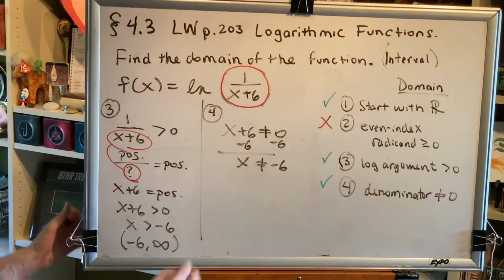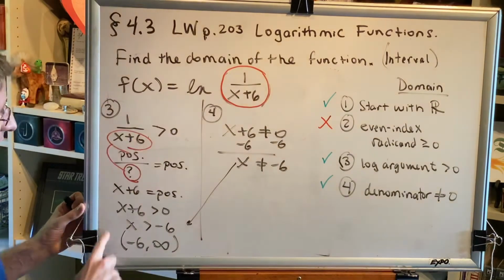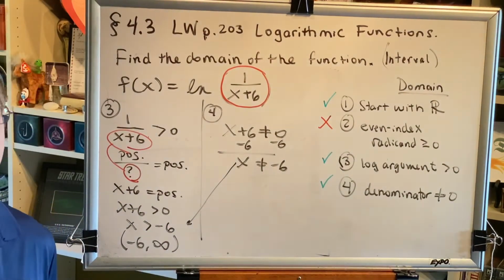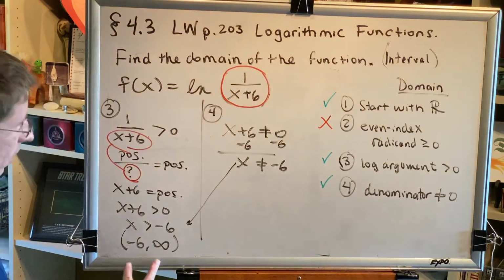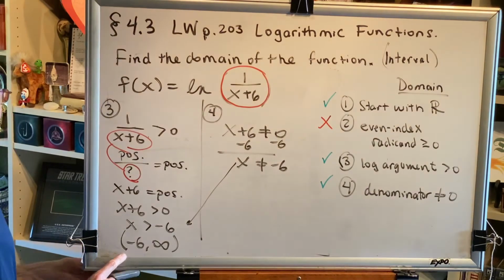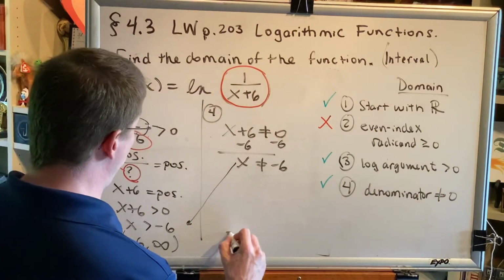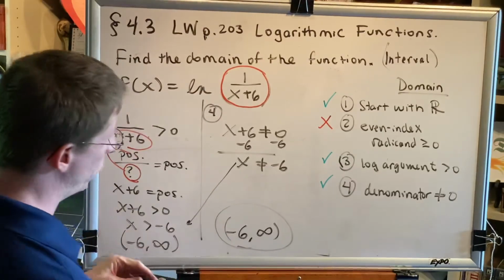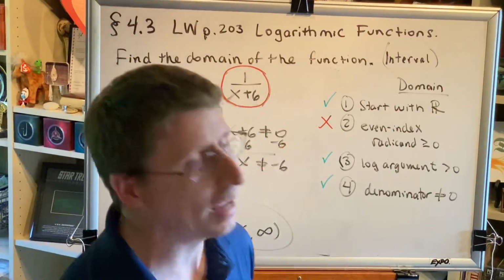So what that means is I need to take the collection of numbers I had at the end of step 3 and remove the number negative 6 to get my final answer. There's just one problem. Negative 6 was already removed because of this parenthesis. You can't take a number out that's already been removed, so that means our final answer for this problem is negative 6, comma, infinity. Once a number's been taken out, you can't take it out again.